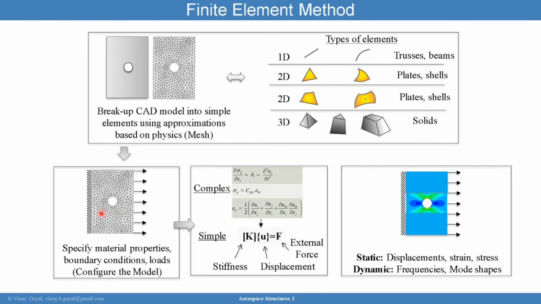So I configure the model in this step. The previous step is called meshing because when you basically have a CAD model and discretize it into elements, that process is called meshing. In this case, we're pre-processing the model by applying the loads and the boundary conditions and the material properties. Then we're going to submit this model into the solver.